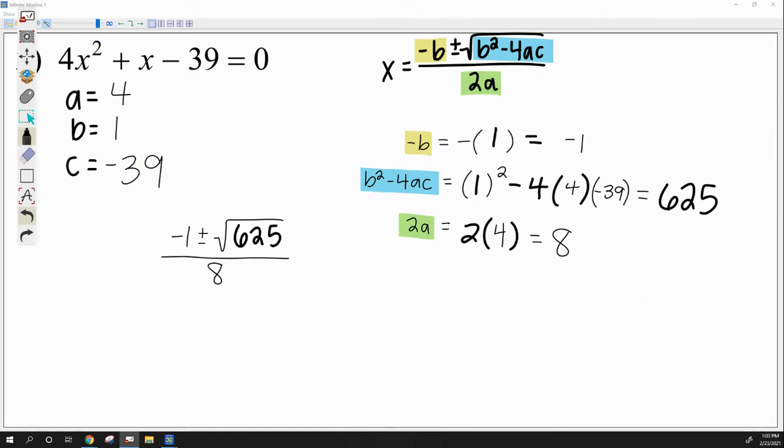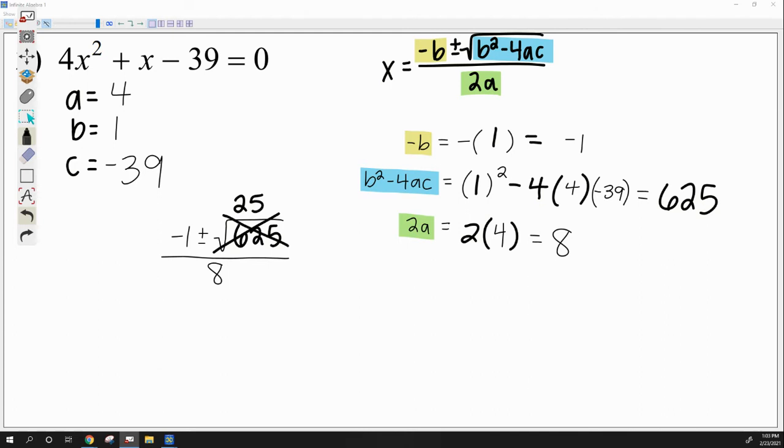Okay, so we get 25 when we take the square root of 625. So we're going to mark that all out right there and put a 25 there instead, because it's all simplified now. This is a quadratic, right? How many answers does a quadratic have? 2 every single time. Since it has 2 answers, that's why we have plus and minus.